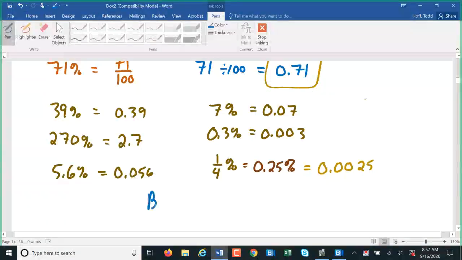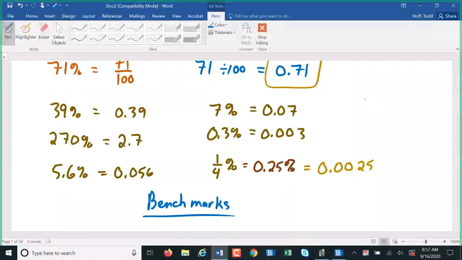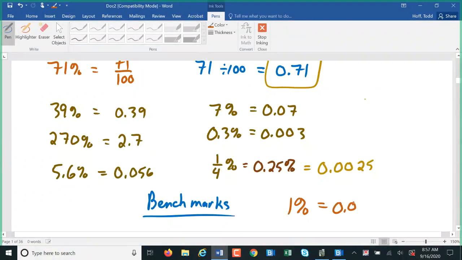I'm going to bring up something here called benchmarks. Remember the first couple of days I talked a lot about estimation and estimating before we punch numbers in the calculator. Here's another spot. Benchmarks is another form of estimation that helps us to avoid some bad mistakes. One of our more common benchmarks is 1%. If I convert 1% to a decimal or a rate, it's 0.01.